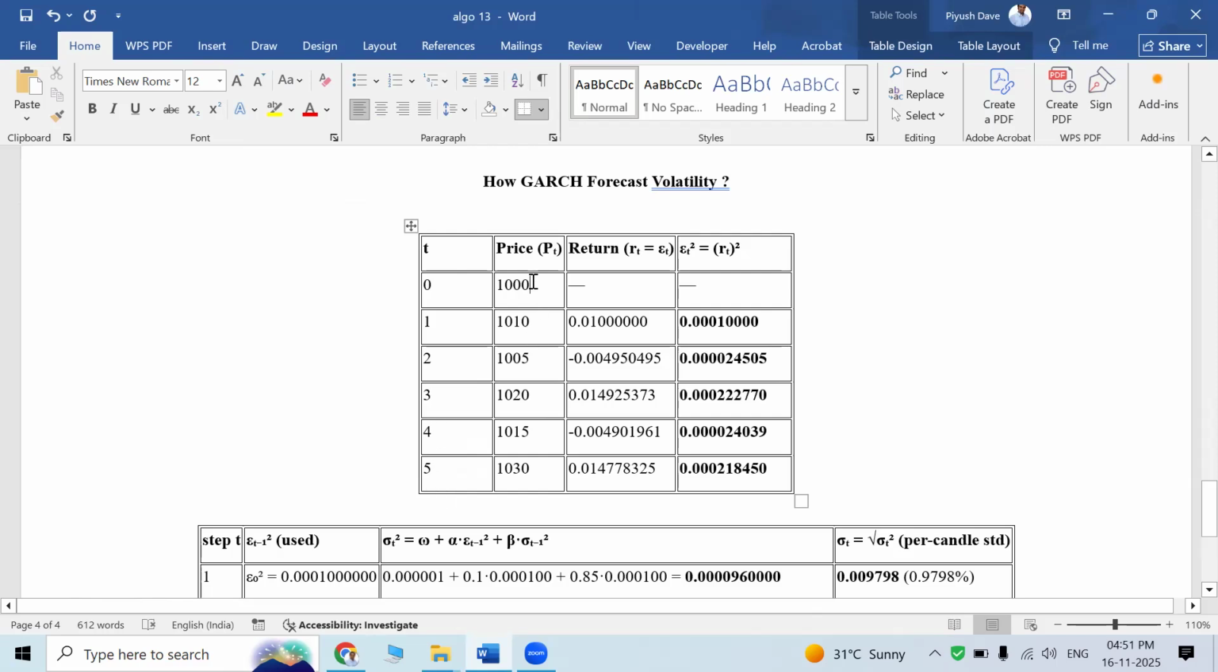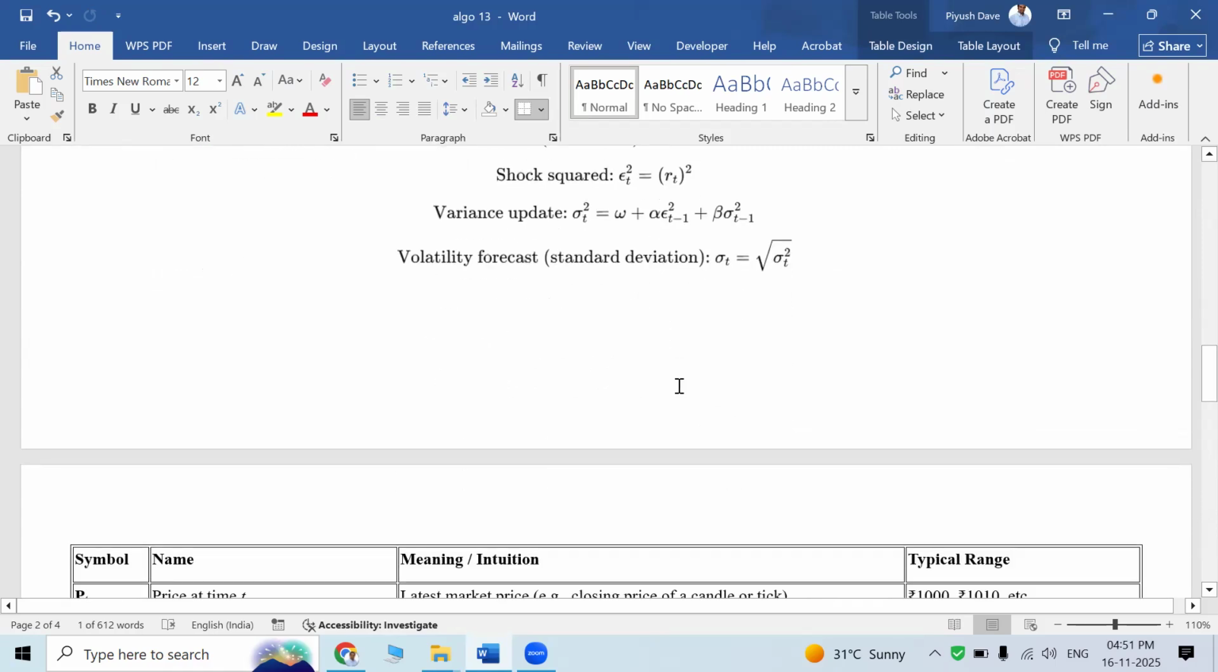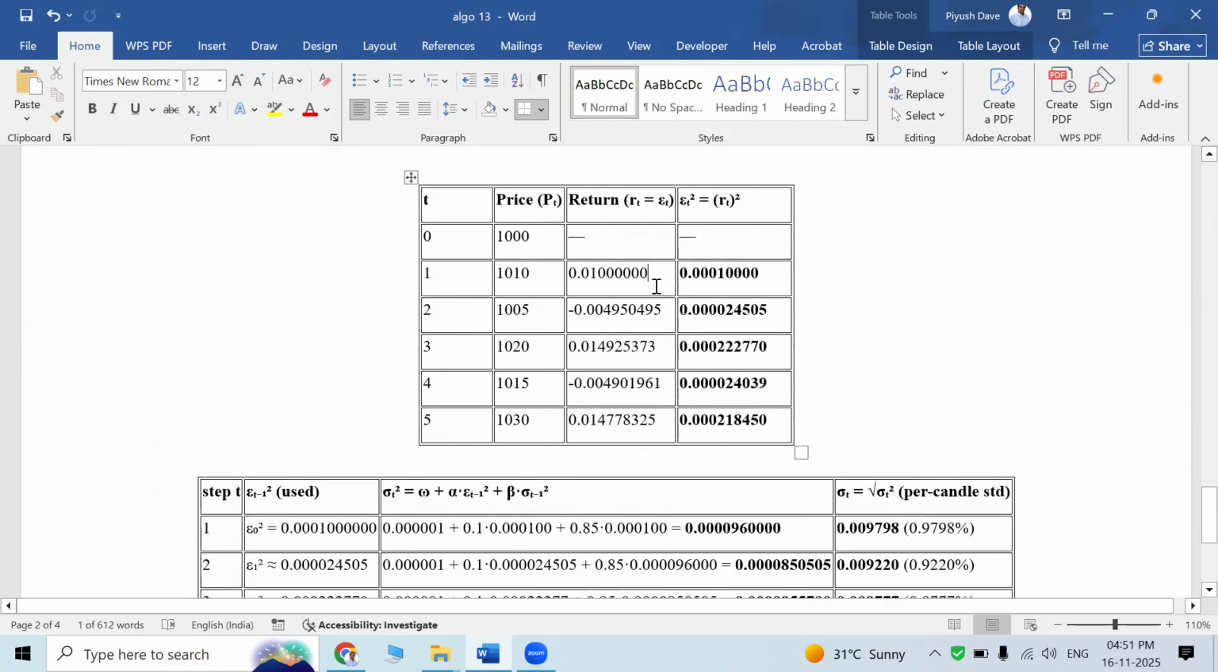For the first cycle, the price is 1000. For the second cycle, the price is suppose 1010. So what we are going to do, we are going to first find out what is RT. So let's check the formula of RT. So RT is PT minus PT-1 upon PT-1. So for this case, the calculation is 1010 minus 1000 upon 1000. So it's coming out to be this value. Now the square of this is ET square. So this is epsilon T square, the square of this value.